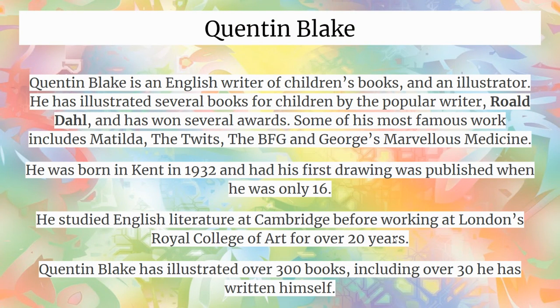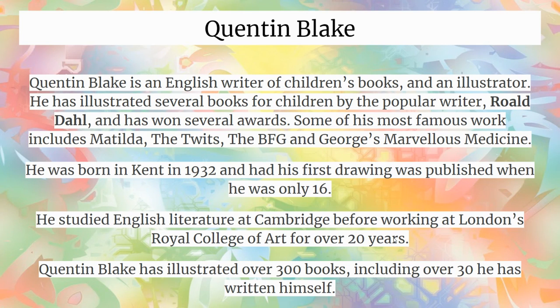So, you should have written down on your piece of paper who you thought Quentin Blake was. Quentin Blake is an English writer of children's books and an illustrator. He has illustrated several books for children by the popular writer Roald Dahl and has won several awards. Some of his most famous work include Matilda, The Twits, The BFG, and George's Marvellous Medicine. He was born in Kent in 1932, and his first drawing was published when he was only 16 years old. So not old at all. Really quite young, only just a teenager, which is absolutely amazing.